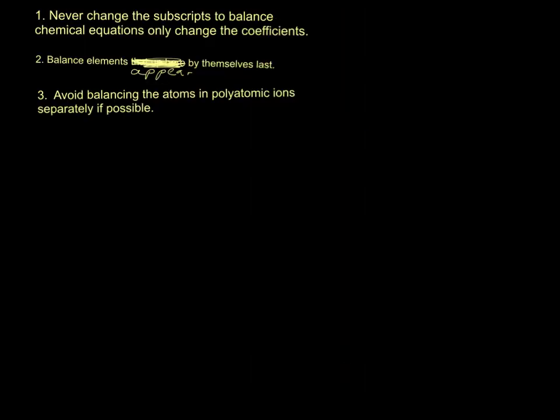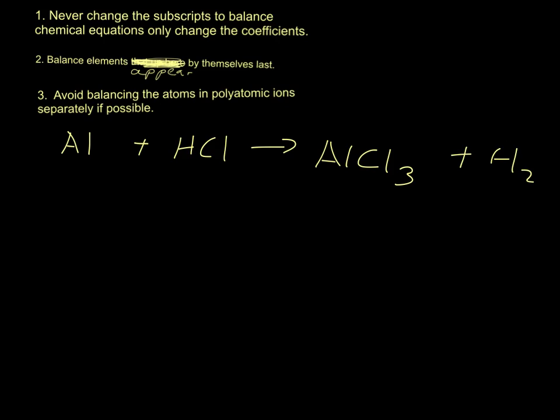All right, let's take a look at another example here. We have aluminum reacting with hydrochloric acid to yield aluminum chloride and hydrogen gas. I'm going to omit phases from this point forward in the discussion because I want to focus on balancing and I don't want people to lose the forest for the trees here, so I'm not writing any phases at the moment. All right, we have our equation. First thing we do is we take our inventory.